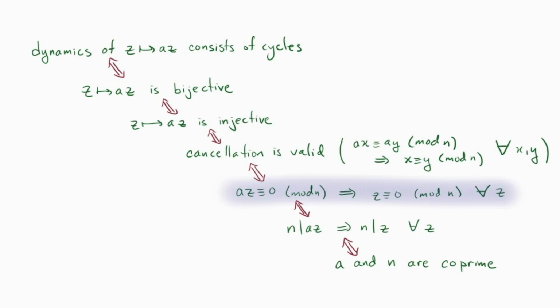Okay, and now let's rewrite that in terms of divisibility. So n divides az implies n divides z for all z, and now we can see how the coprimality comes into it, and we'll have to show that that's if and only if a and n are coprime. So we haven't actually proven every step of this, but we've sort of given the highlights and ideas. So now it's time to write out a careful, complete proof.